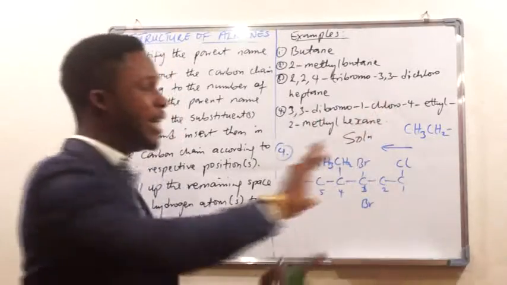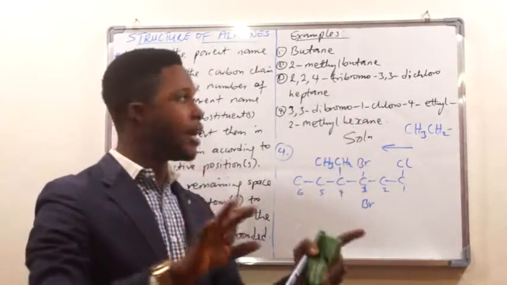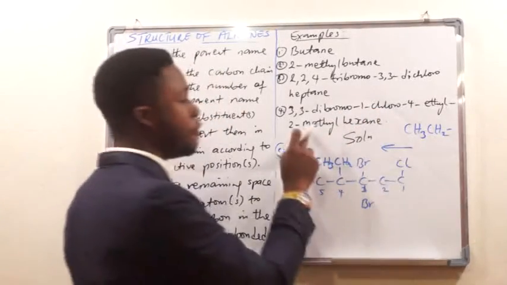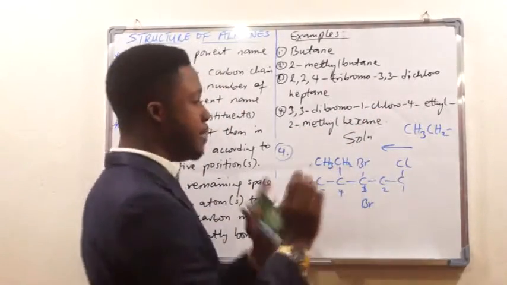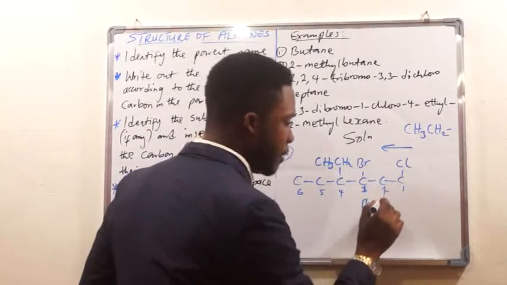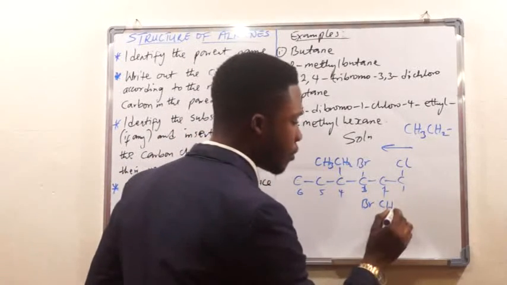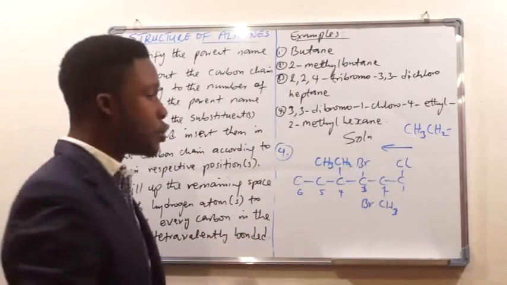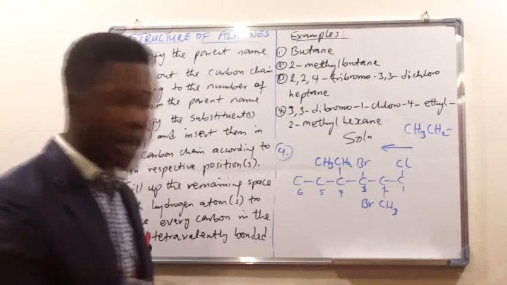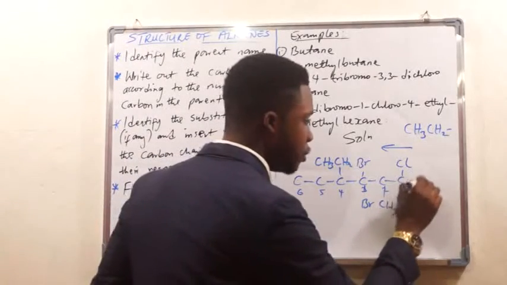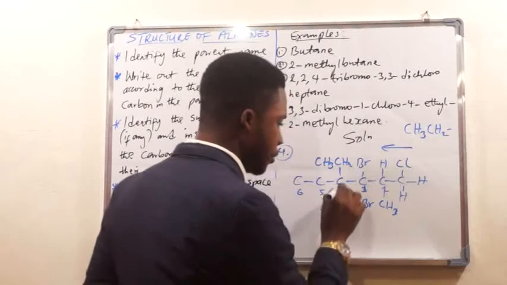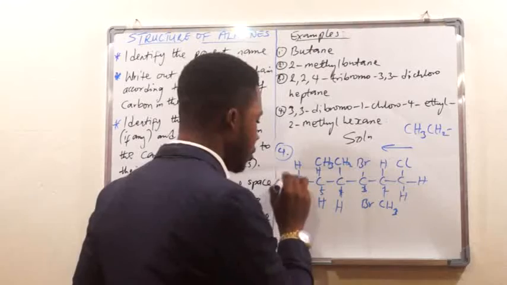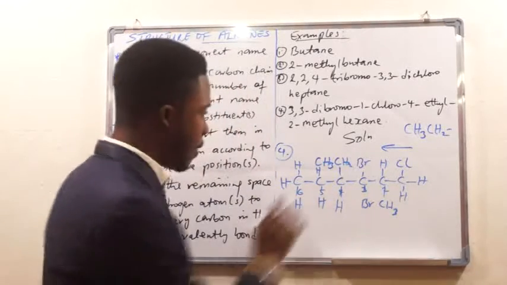Then at carbon 2, there is a methyl group. This arrangement is simply because of the alphabetical arrangement. You can see B comes before C, C comes before E, E comes before M. So at carbon 2, there is a methyl group. And that is the end of our substituents. The next step is simply to fill every remaining space with hydrogen atoms, like we did in the previous example. Hydrogen, hydrogen, hydrogen comes here. Hydrogen, hydrogen, and hydrogen.